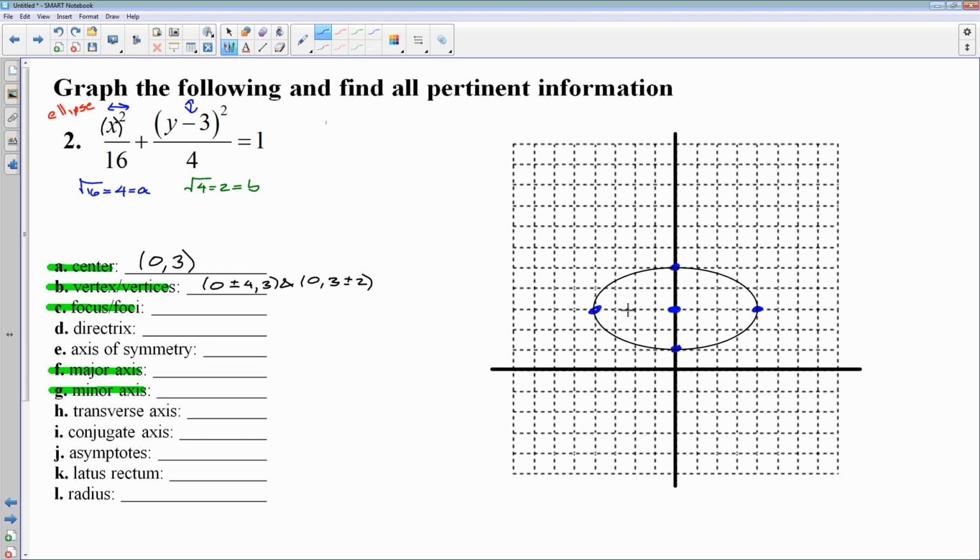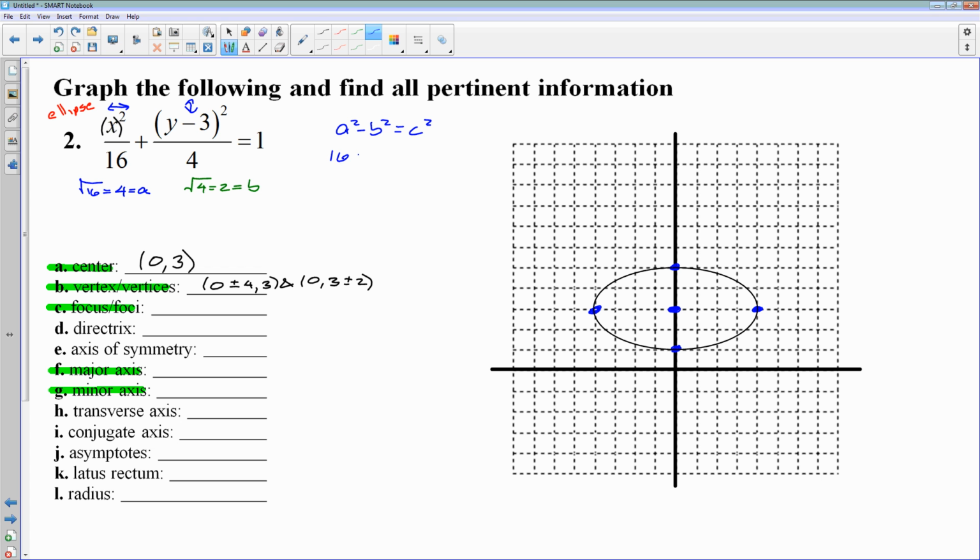Or you could simply write them as 4 different ordered pairs. We have 0, 1, 3, 4, 0, 5, and negative 4, 3. You could do that as well. The focus, or the foci, we're going to need to find c. And with an ellipse, a squared minus b squared is c squared. So I'll plug that in. A is 4.